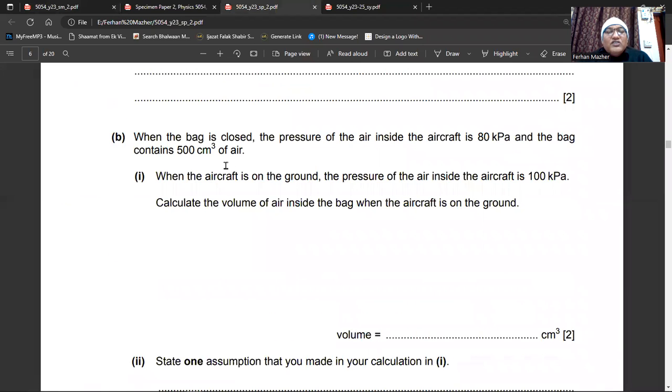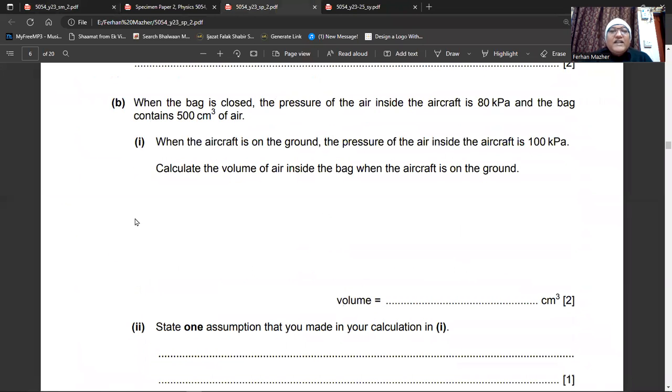Okay, so the B part, question number 3, B part. When the bag is closed, the pressure of the air inside the aircraft is 80 kilopascal and the bag contains 500 cubic centimeter of air. When the aircraft is on the ground, the pressure of the air is 100 kilopascal. Calculate the volume of the air inside the bag when the aircraft is on the ground.